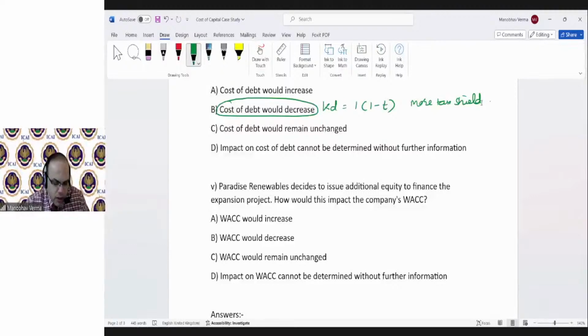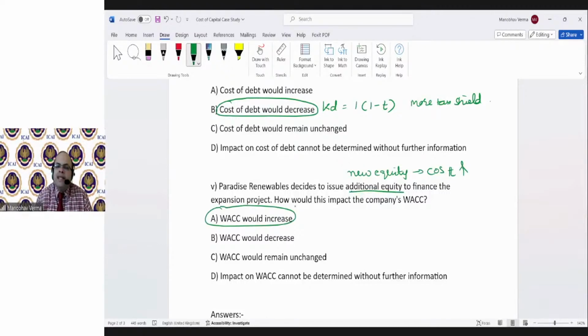I think a unanimous response is coming in, guys. Very nice. Everyone is saying that additional equity means the new equity cost is always higher because of the flotation cost as well, and hence the impact will be that WACC will be increasing.